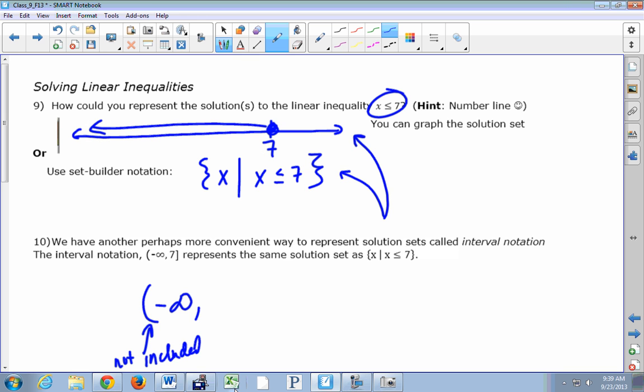Use a parenthesis to say you can't include negative. I'm going to show you. I haven't gotten there. Can I finish? I haven't finished my discussion of this yet. So after I'm done, then you can ask me why there's a bracket on 7.